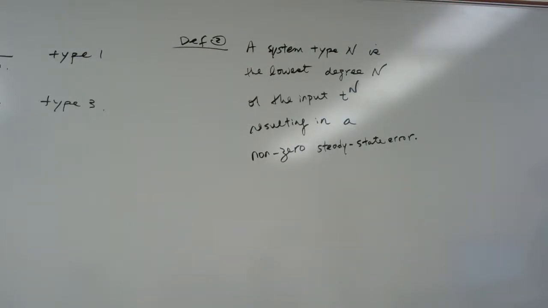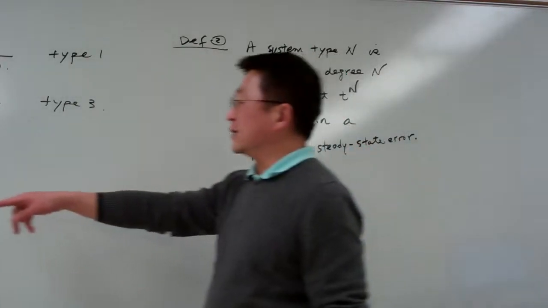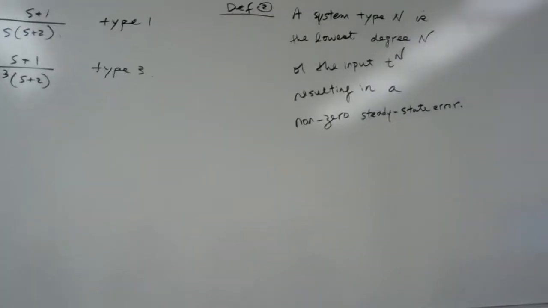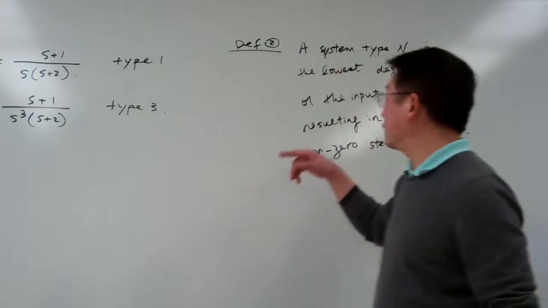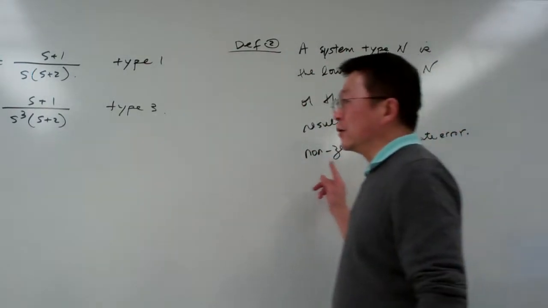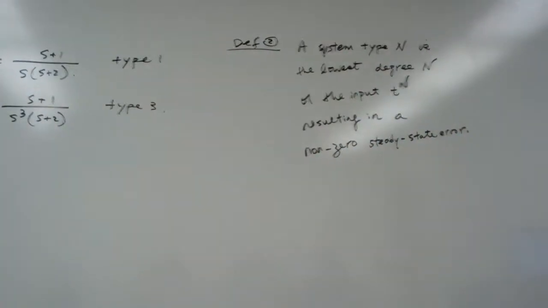And before we do that, I can tell you the two definitions are identical. So it really depends on how you look at it. The first definition is looking at the system type from the s domain. The second definition looks at the system from the time domain. So let me get into more calculations here.